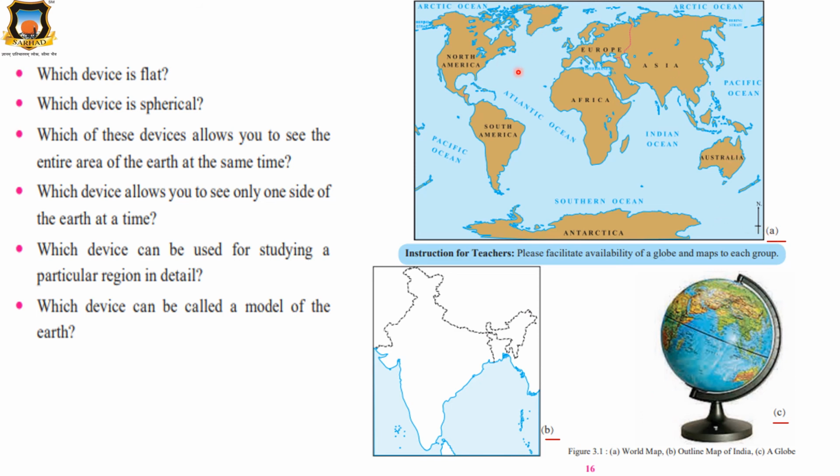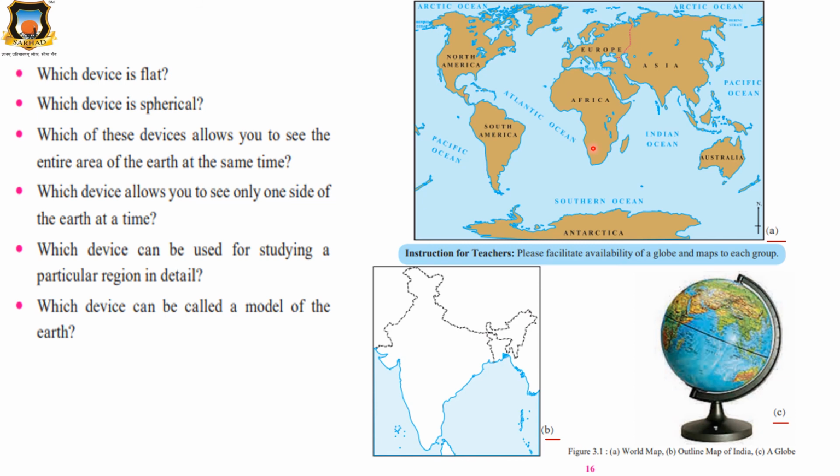The map. See, in the globe, if you have to observe the globe, you have to spin the globe. But if I ask you just now to observe all the continents at the same time, you can observe them on this map only. All the 7 continents you can see at one time on the map, not on the globe. And if you have to see on the globe, you have to spin the globe. Clear, all of you?